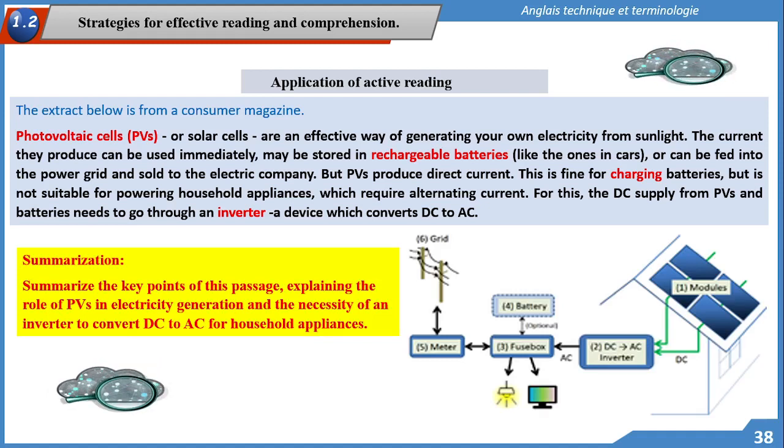So for summarizing, we can summarize these points. Photovoltaic cells, also known as solar cells, generate electricity from sunlight. The electricity produced by PV is in the form of direct current, which is not suitable for powering household appliances. To make the electricity usable for appliances, an inverter is required to convert DC to alternating current.